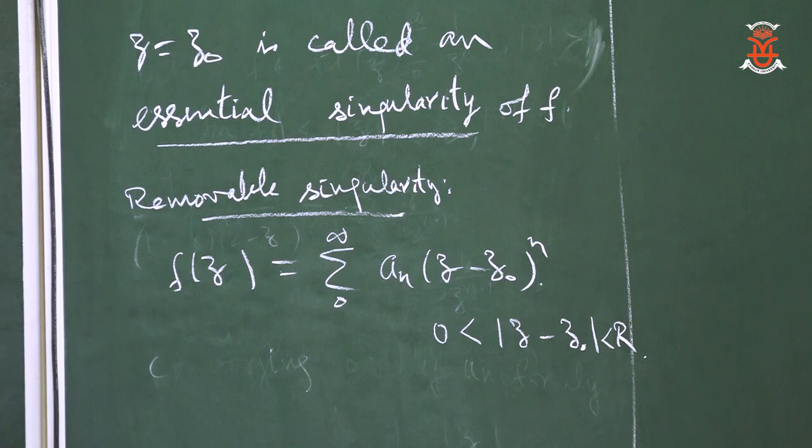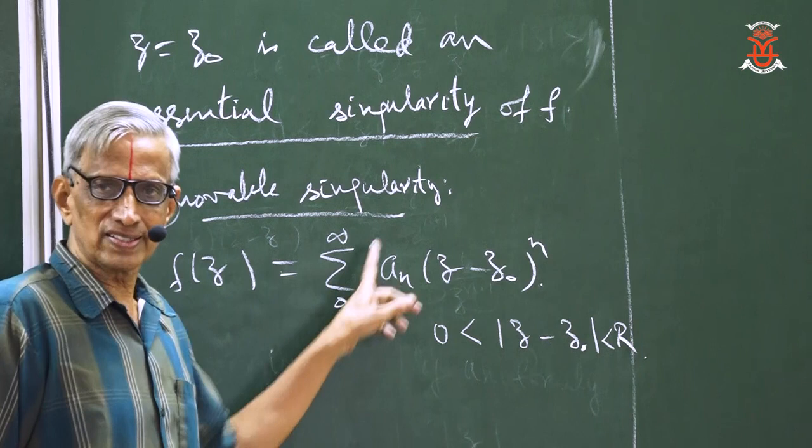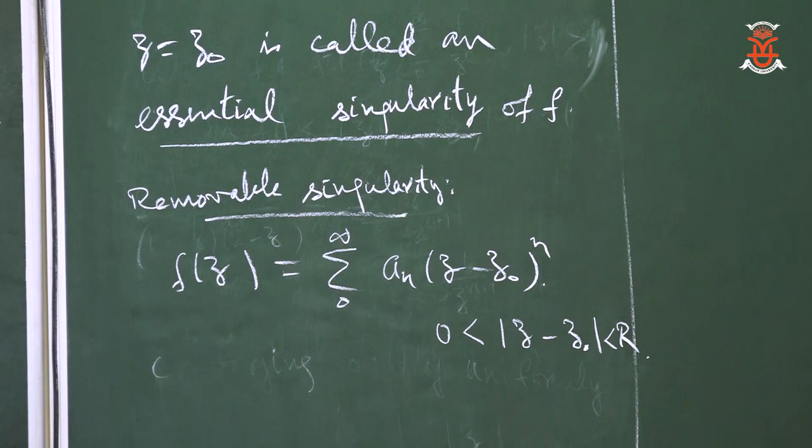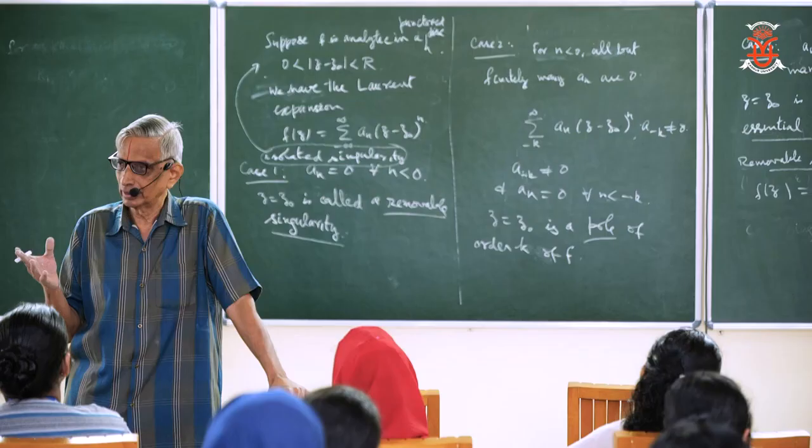So obviously, if at all f can be defined at z naught, it should be defined as what? The constant term here, right? If you could put z equal to z naught here, what you are going to get is a naught, right? But you can't put z equal to z naught. See, f is defined to start with only on the punctured disk, not at z naught. Okay, so in the case of a removable singularity, we can define f at z naught in such a way that it becomes analytic in the whole of the disk.